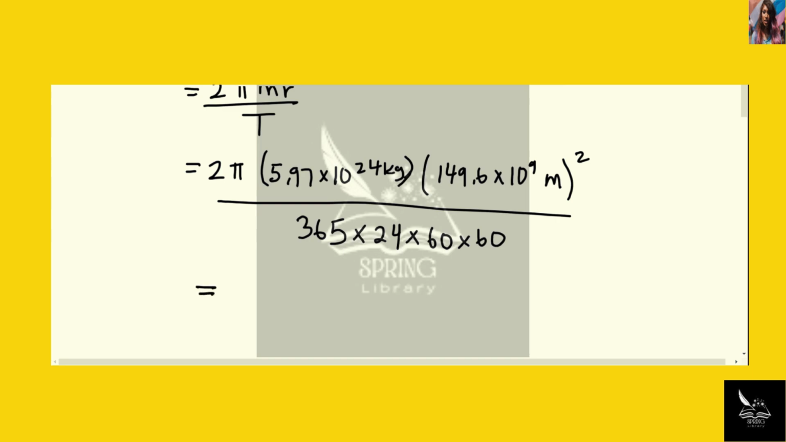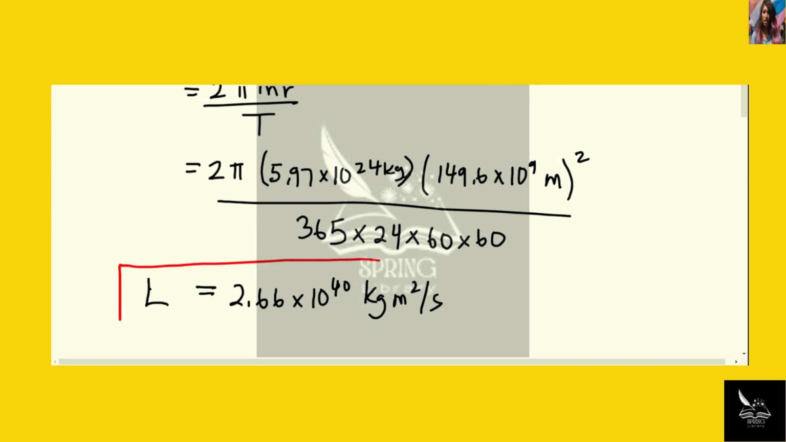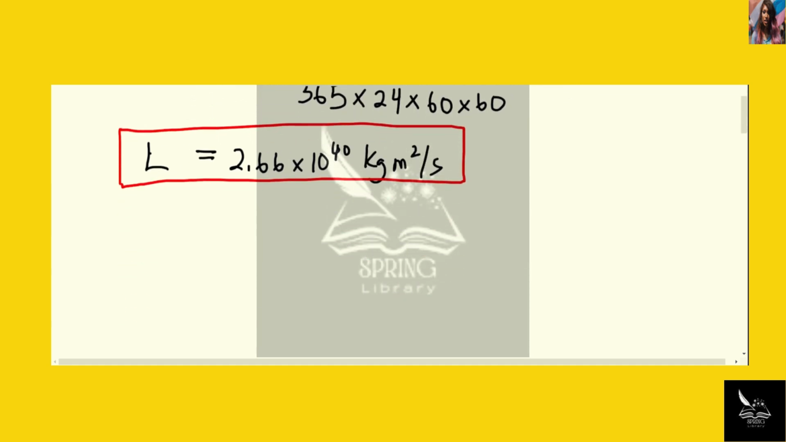Once we accurately enter all that into our calculator, that's going to give us 2.66 times 10 to the 40 kilograms meters squared per second. So this is the angular momentum of the Earth due to its orbit about the Sun.